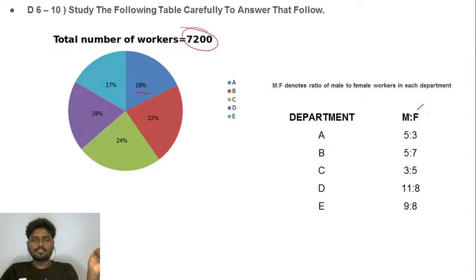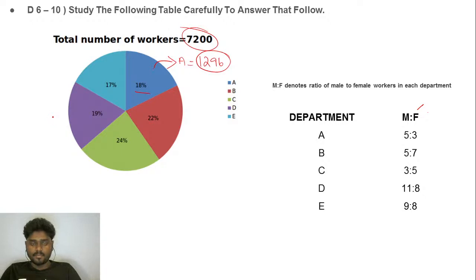Okay. So what I can do here first, listen carefully, let me find the number of workers in departments A, B, C, D, and E respectively. This is department A. In department A, you have 18% of 7,200. So this is going to give you 1,296. 18% of 7,200 is 1,296.